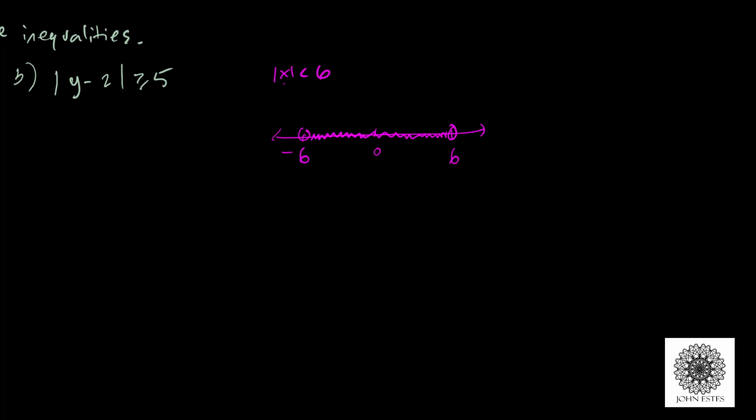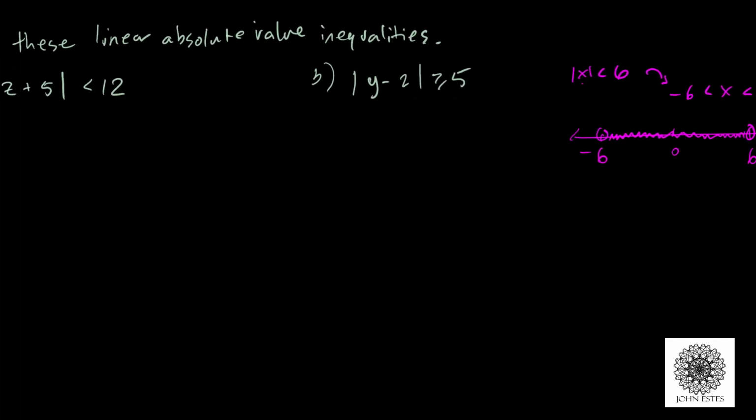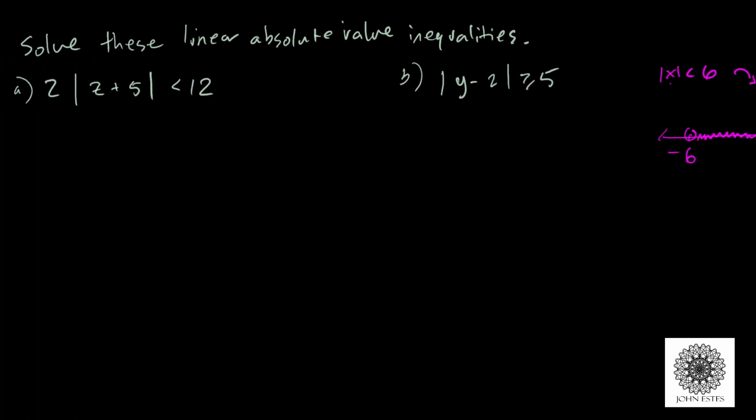than 6. So to drop the absolute value of these inequalities, then what I'm thinking is I need to find all the values in between negative 6 and 6 for this example. Okay, so the same applies when we have situations like this. When I have 2 times the absolute value of z plus 5 is less than 12. And what you want to do is you want to isolate your absolute value. So first I'm going to divide both sides by 2. So I end up with z plus 5 in absolute value is less than 12 over 2, which is 6.